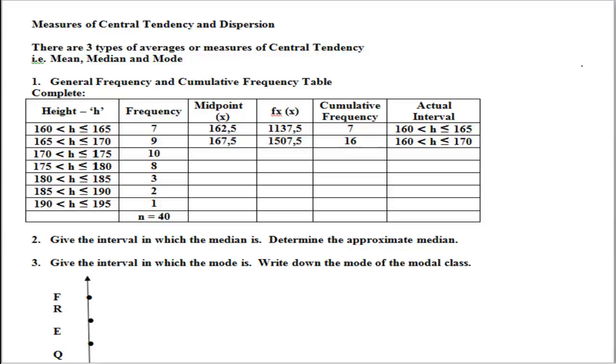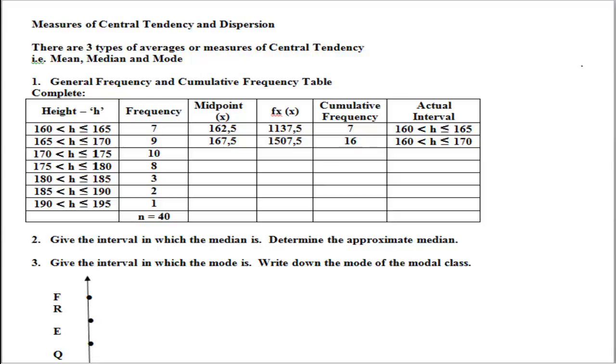Once you've done that, I've shown you something different. For 7, the actual interval is between 160 and 165. But if you look at 16, the actual interval is 160, the lowest, to 170. And that's good, because now it will assist you in drawing it. Using all this data, you can draw what we call the curve, where you plot these points against their frequency.